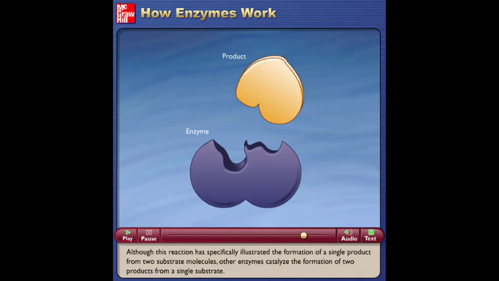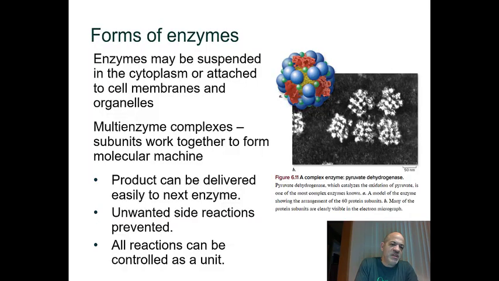Although this reaction has specifically illustrated the formation of a single product from two substrate molecules, other enzymes catalyze the formation of two products from a single substrate. In some cases, enzymes may be suspended within a cell membrane, and that provides a more ordered structure. If they're suspended within the membrane, then the reactions can occur right near the membrane.